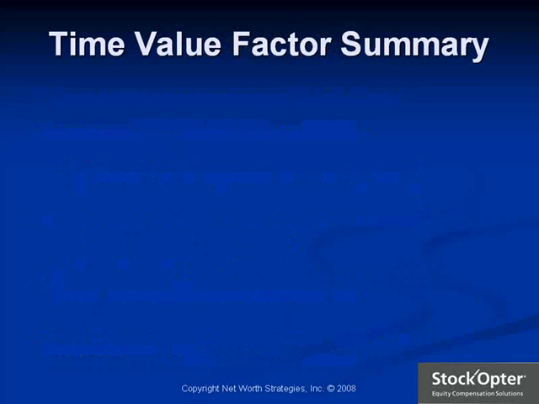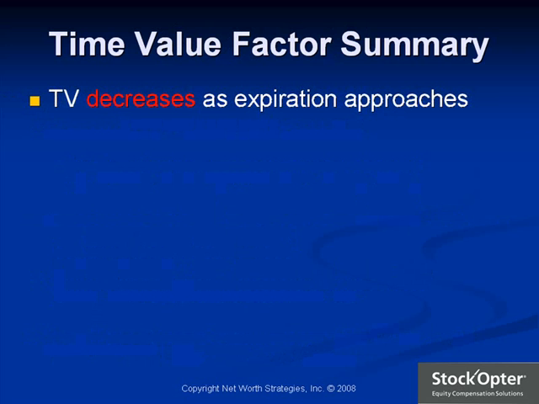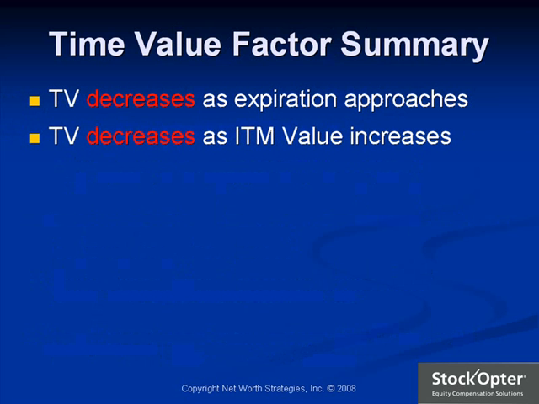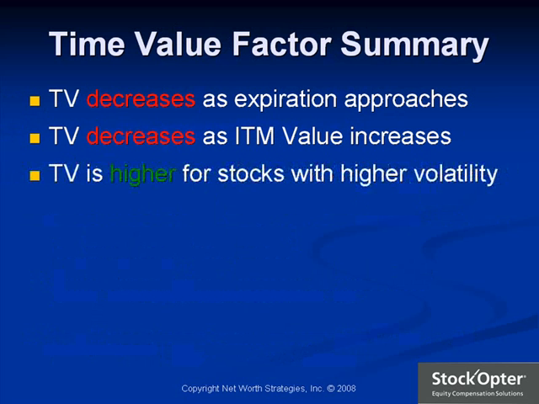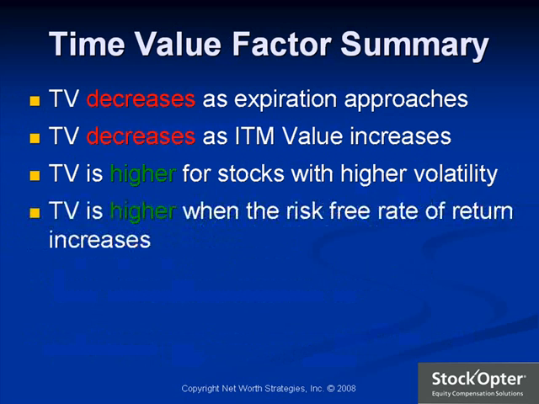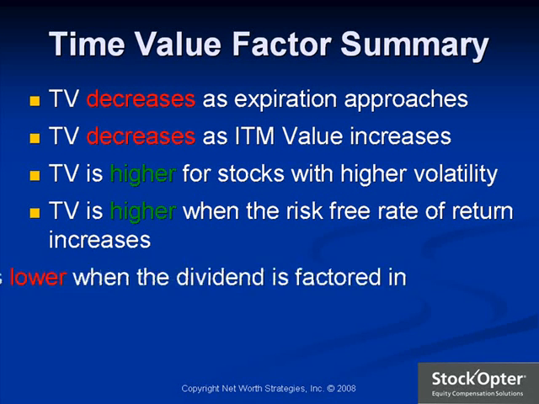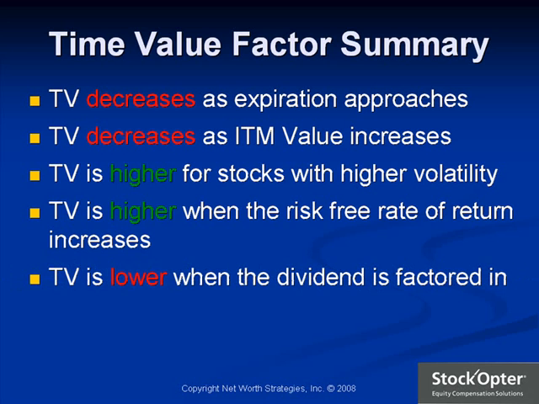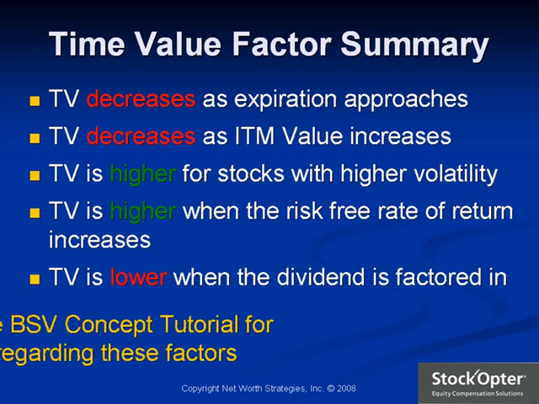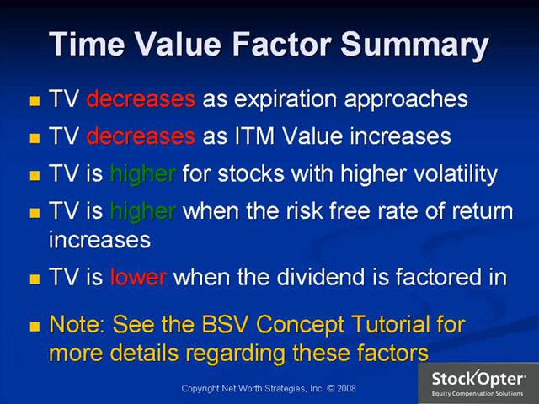The factors affecting time value are: time value decreases as expiration approaches, and time value decreases as in-the-money value increases. Time value is higher for stocks with higher volatility. Time value is higher when the risk-free rate of return increases. Time value is lower when the dividend is factored in. See the Black-Scholes value concept tutorial for more details regarding these factors.